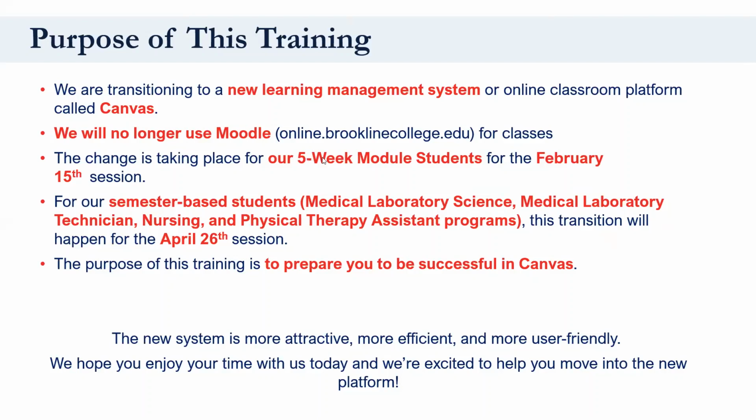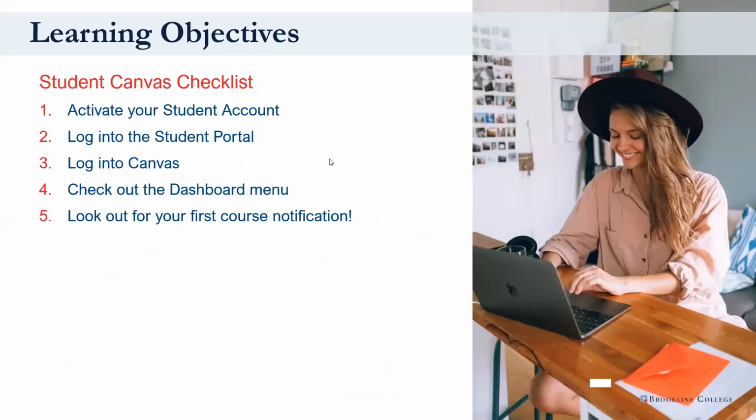It's a very attractive and user-friendly system, and we hope that the time spent today is helpful to get you started. Our learning objectives are that we take you through a list of things that you can do yourself in this Student Canvas checklist that we show on the screen. When you're finished with the session today, our goal is that you will have activated your student account, logged into the student portal, logged into Canvas, and been able to go in and look at your dashboard in Canvas and watch for your first course notification that will come next week.